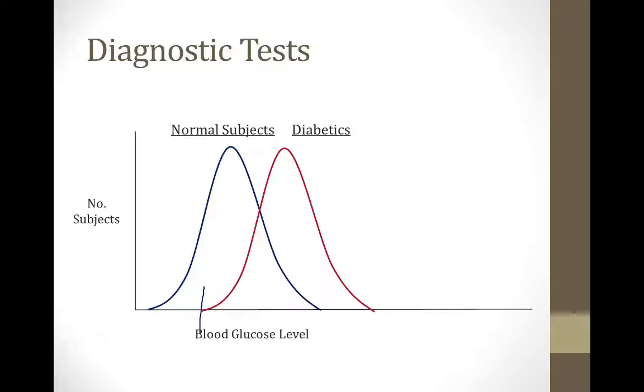Now let's imagine we put the cutoff right here. Well, everyone below the cutoff will be normal, so that's good. But above the cutoff, there will be many normal patients who will get classified as being diabetic. Look at all these people here who would be classified as being diabetic.